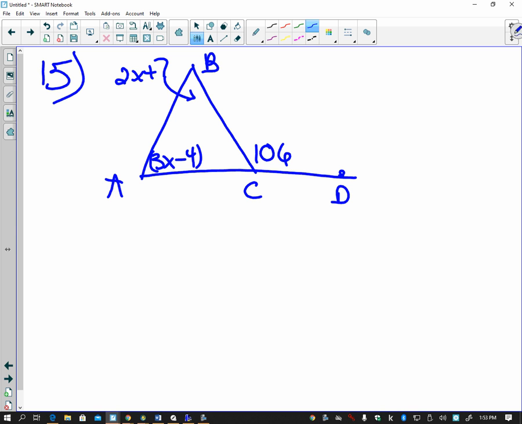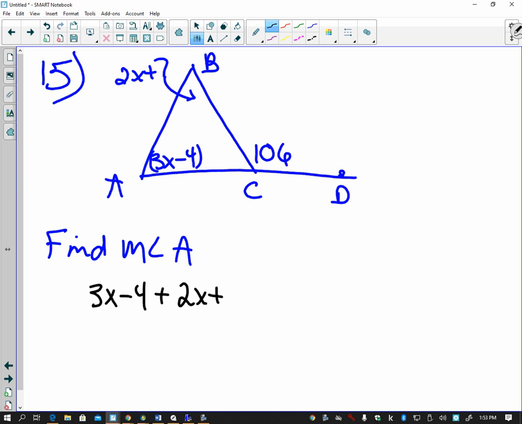Yeah, it's 2x plus 7. The question is going to be something like, find the measure of angle A. So what do I do here? Angle A plus angle B equals 106. Is that what you're saying? Yeah. So 3x minus 4 plus 2x plus 7 equals 106. Okay, that's going to help you solve for x.